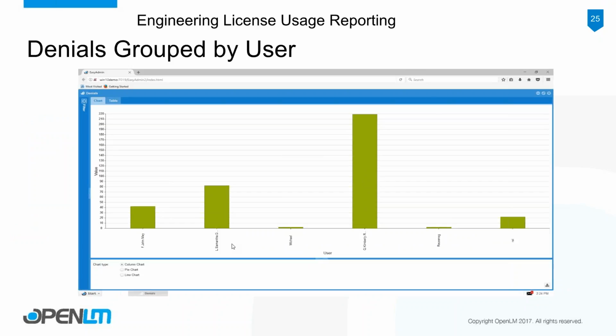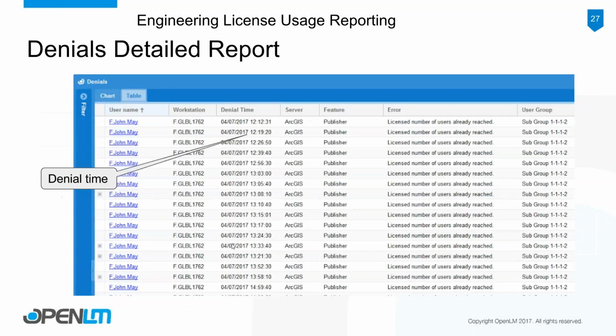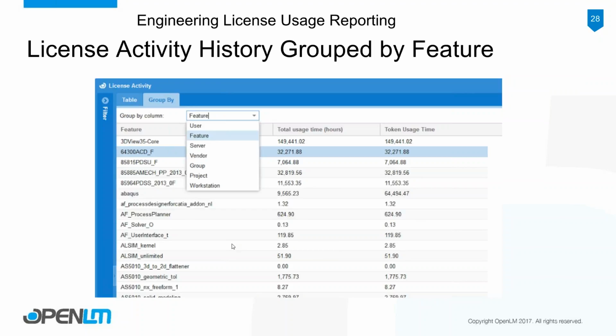Here we see denials at the user level, and here are the 3 types of graphic display that you can choose. You can choose column, line, or pie chart. But as important as trends are, you'll still want to know the details from time to time. So here you can see one particular user trying every few minutes to pull a license while all are currently taken. But I think that's enough on denials and reports for now.